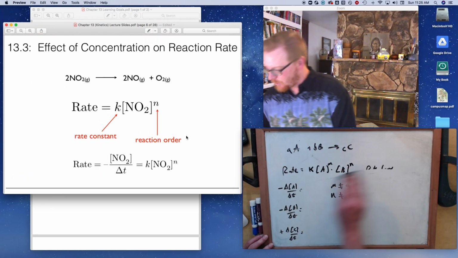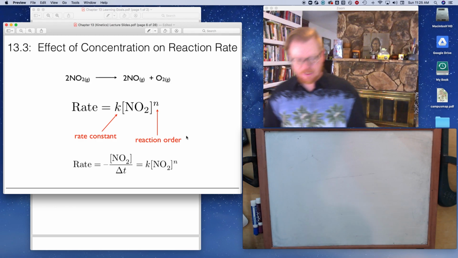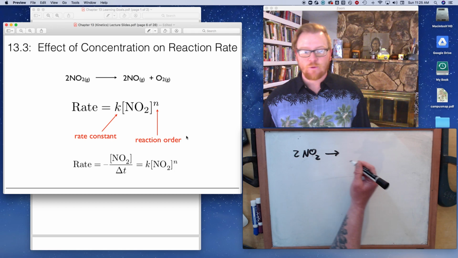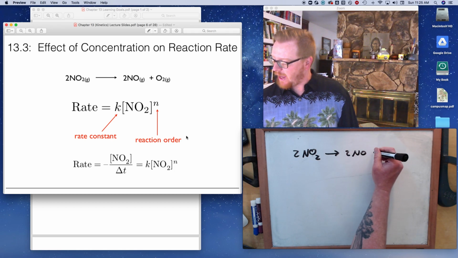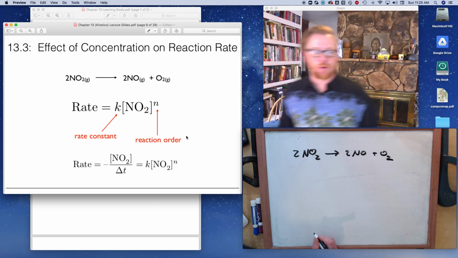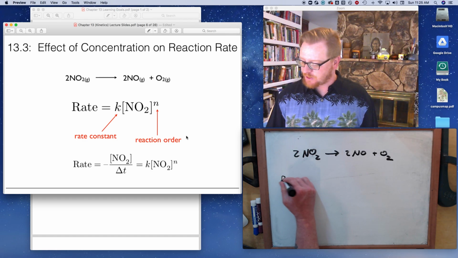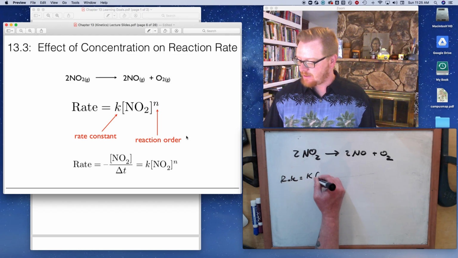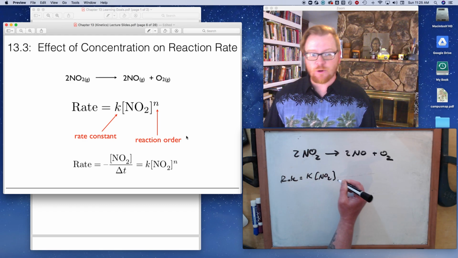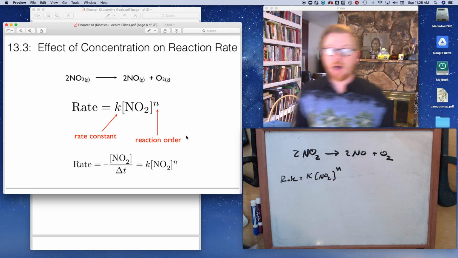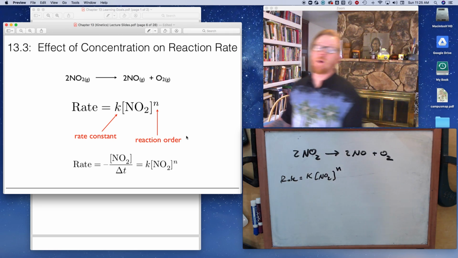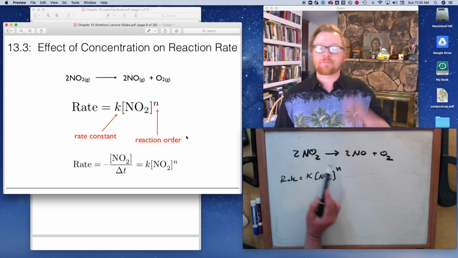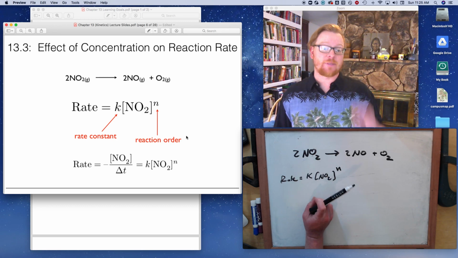All right, so here is the example reaction. 2 NO2 react to form 2 NO plus O2. And so I could write this generically and say rate equals K times NO2 raised to some power, and we don't know what that power is yet. And it's tempting to want to put a 2 right there, but don't do it. This is not equilibrium. This is kinetics.